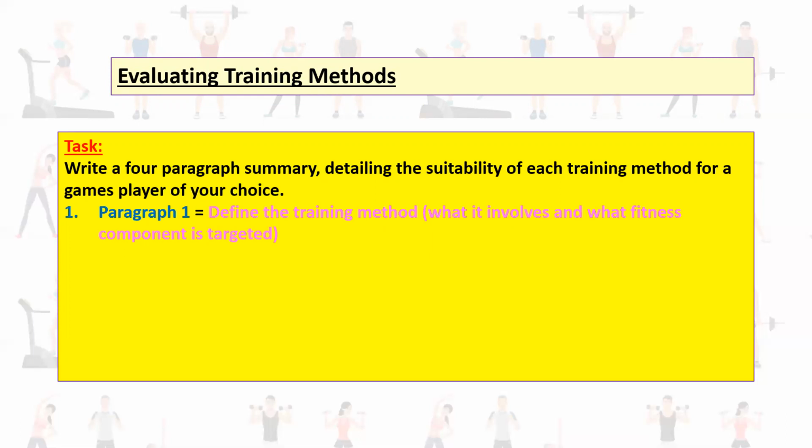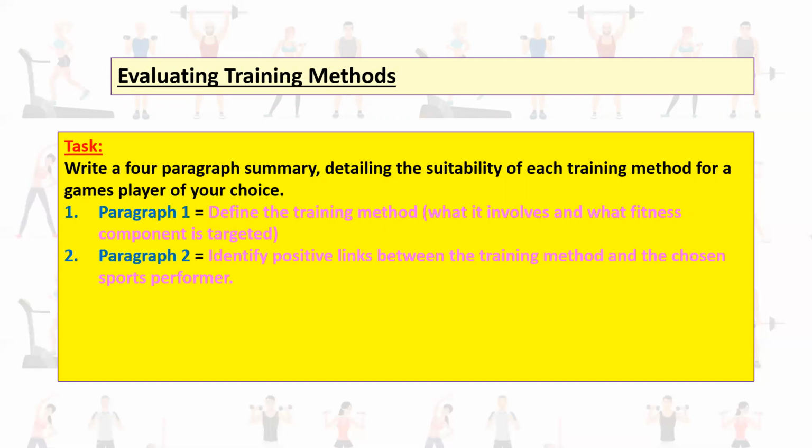So circuit training would be the arrangement of a series of exercises in stations to improve muscular endurance. So it's got 2 parts, and that's all that you need to do for essentially the first paragraph. And then in a new paragraph, you identify the positive links between the training method and the chosen sports performer.